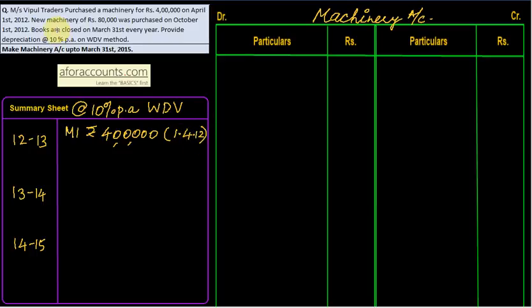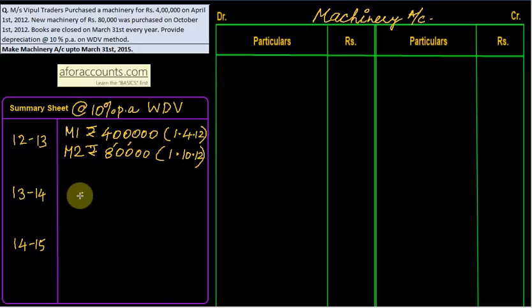1/4/2012. Okay. New machinery of 80,000 was purchased on October 1st 2012. So M2, the second machinery, was bought in the same year, of ₹80,000 on October 2012, 1/10/2012. That is clear now. On 1/4/2012 depreciation will be for the full year, but for October only 6 months of depreciation will be charged on 80,000.